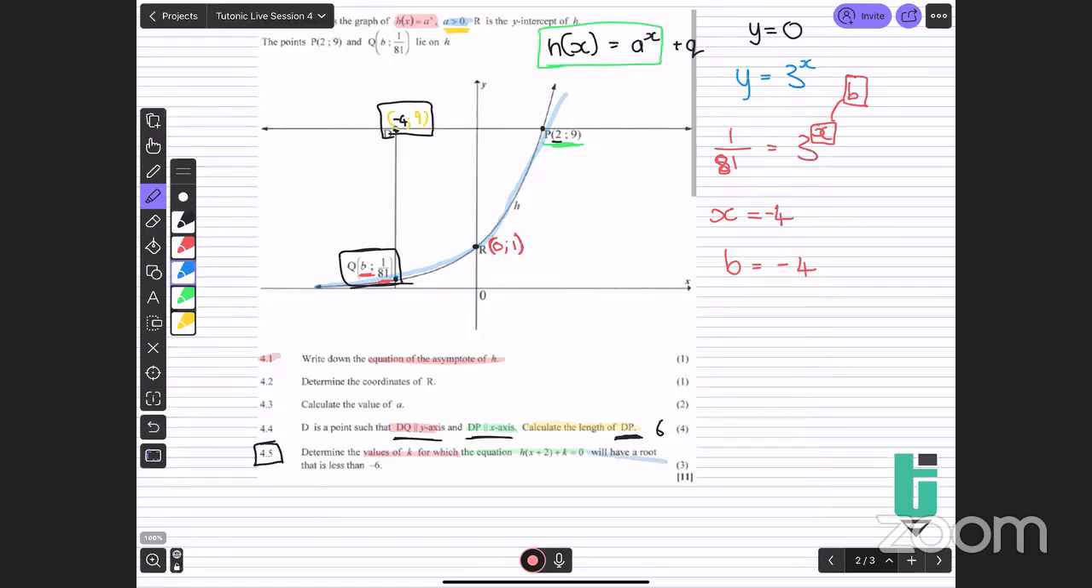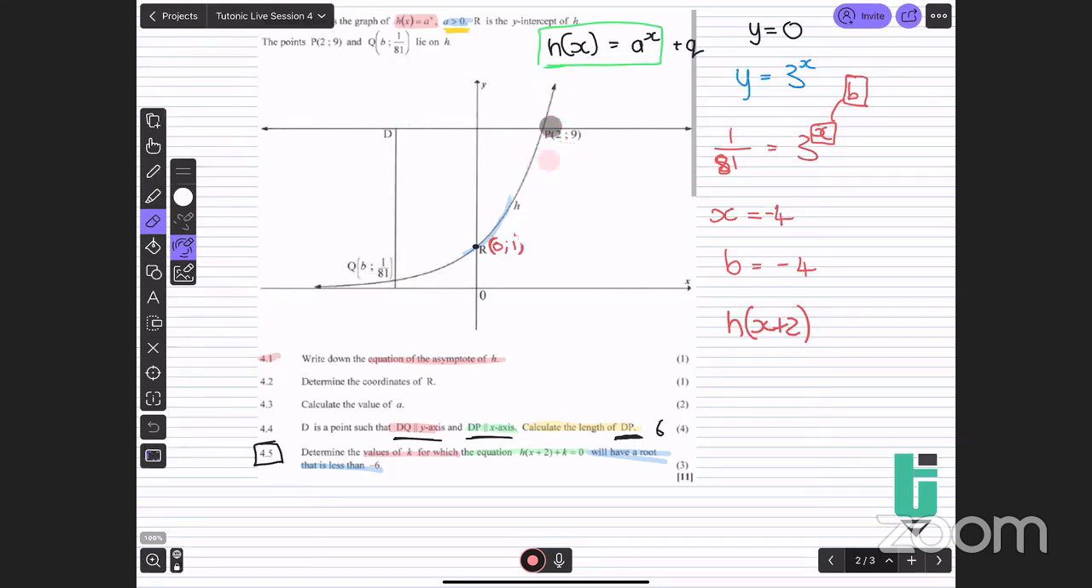So it says, determine the values of k for which the equation h of x plus 2 plus k will have a root that is less than 96. So before we do anything, what is this h of x? What do we mean when we say h of x plus 2? We're shifting the graph 2 units to the left. Yes. Do you guys all agree with that?